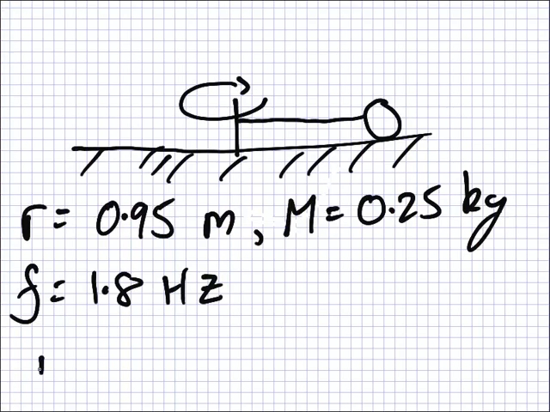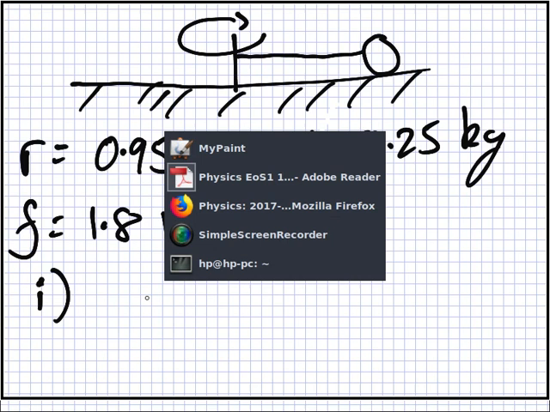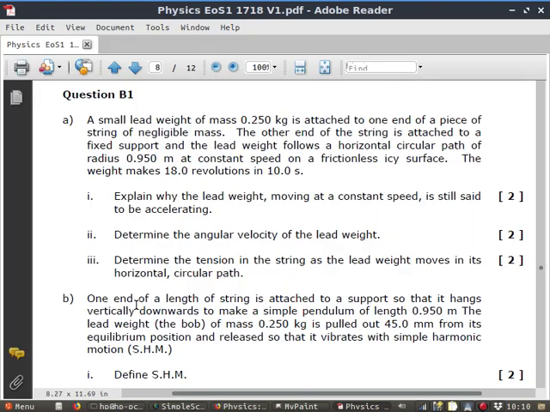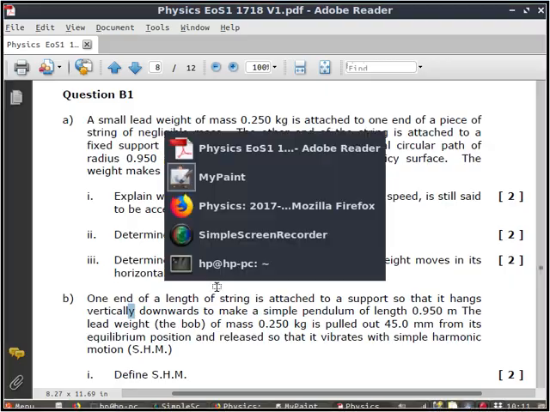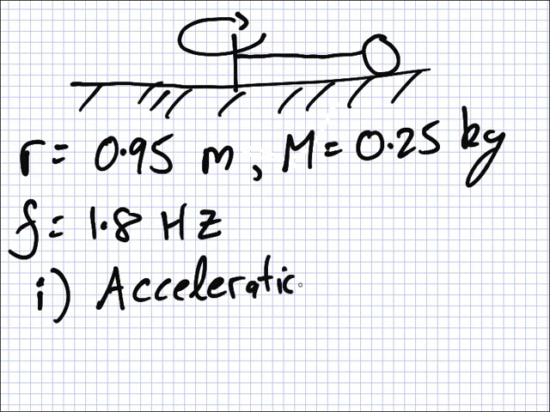Oh, well, the first one is not a calculation. Part 1. Anybody? Explain why the lead weight moving at constant speed is still said to be accelerating. Yeah, but why do we say it's accelerating? If it's moving at constant speed, why are we saying it's accelerating? This is a classic physics question. It's not that straightforward. Why do we still say it's acceleration? Because it changes direction. That's it.